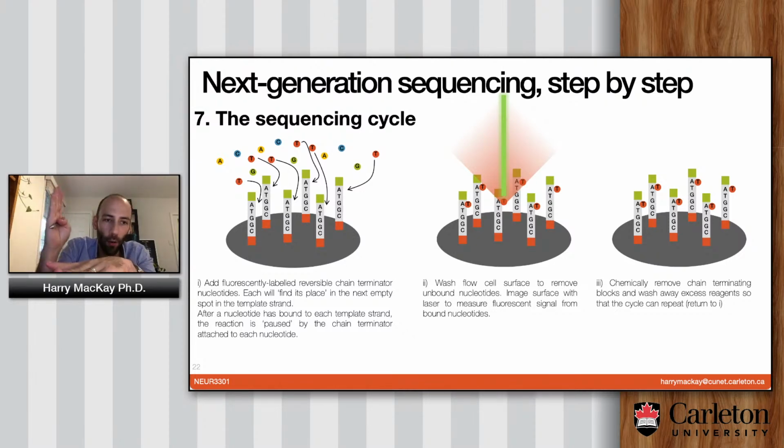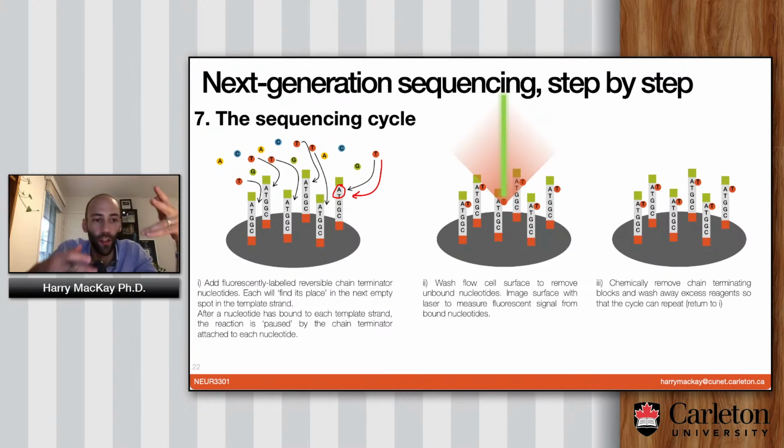And you're trying to figure out, okay, for each of those little spots, what is the sequence in that one little spot? The logic of this is the same as Sanger sequencing. Let's say you're looking at this first position here, and it's an A. How do you find out if it's an A? The way you find out it's an A is by putting in nucleotides and seeing which ones bind. The one that will bind is a T, because T base pairs with A. So in this particular spot, a whole bunch of T's are going to bind.